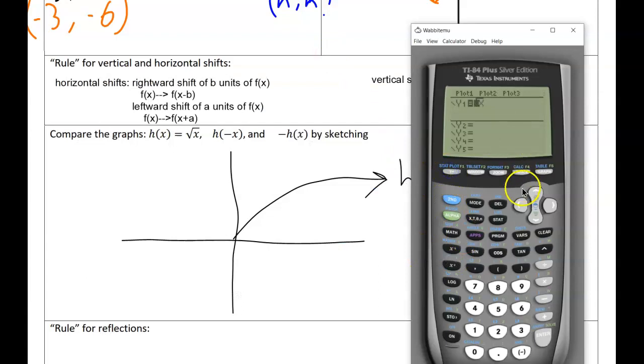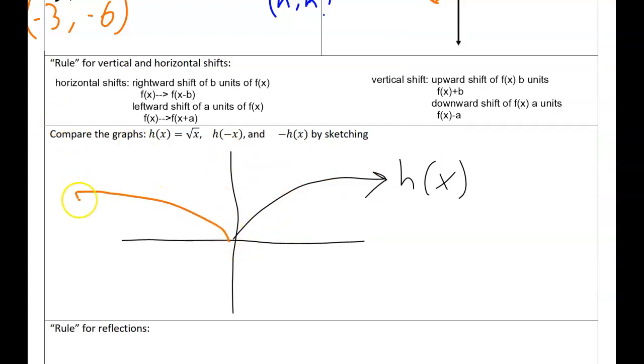And then we're going to switch colors. h of negative x, well, what would that mean? If h of x was square root of x, h of negative x would be square root of negative x. And then we're going to graph. And notice that is a kind of a flip of the function, so it now points the other way. So we call that reflecting across the y-axis.